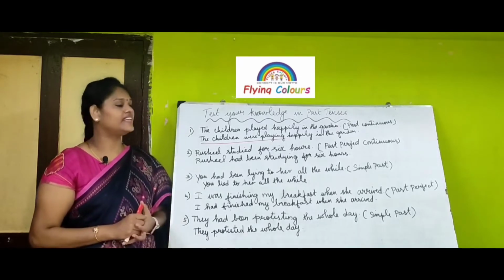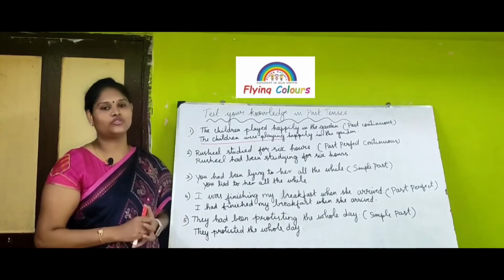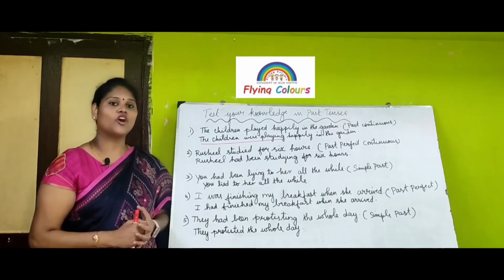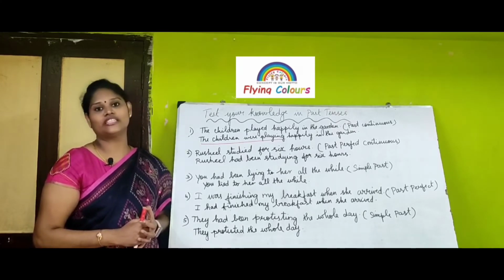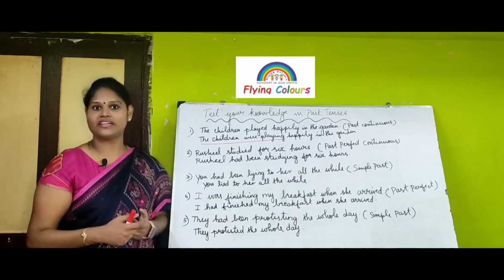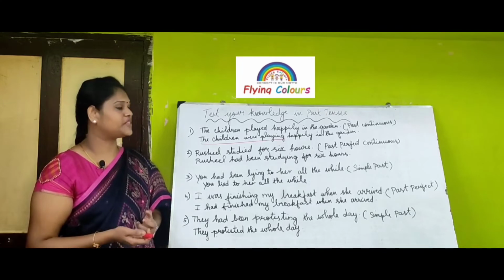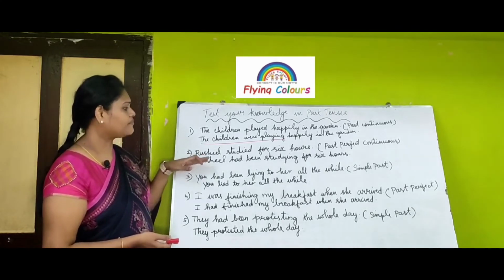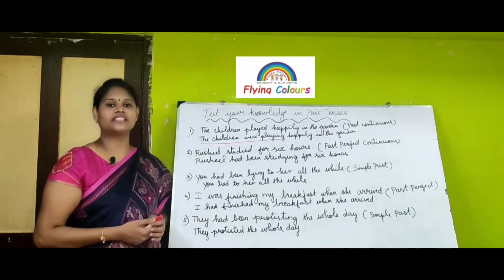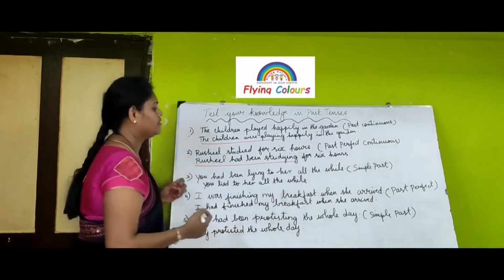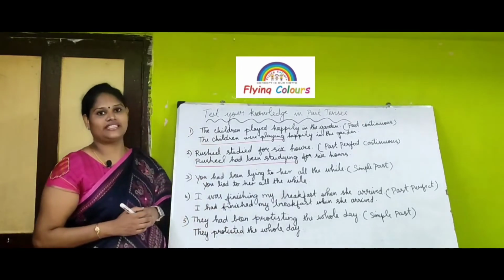To the next sentence, Rushil studied for 6 hours. You should change this sentence into past perfect continuous tense. The formula for past perfect continuous tense is subject plus had plus been plus present participle. Here what is the subject given? Rushil is the subject. So Rushil plus had plus been plus studying. This is the past perfect continuous tense in this sentence. So Rushil had been studying for 6 hours.